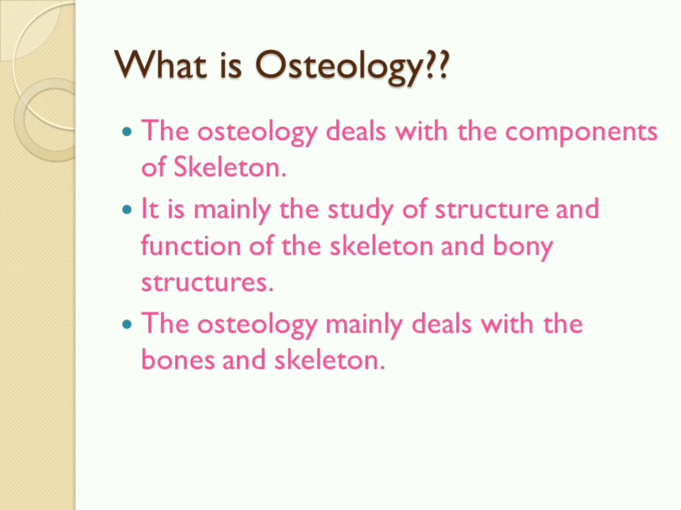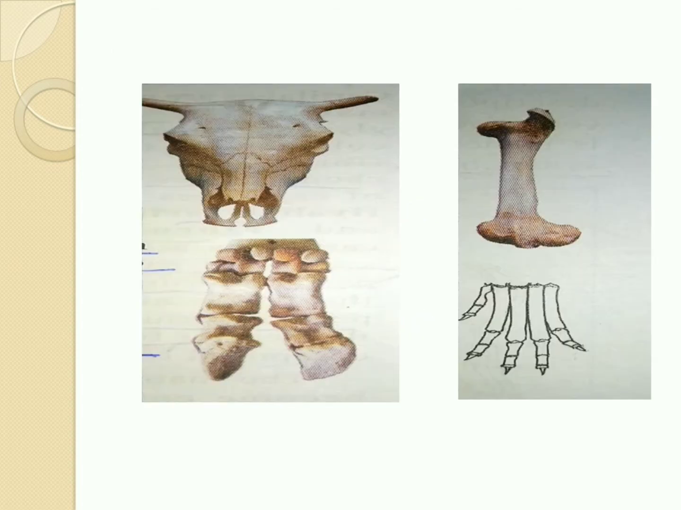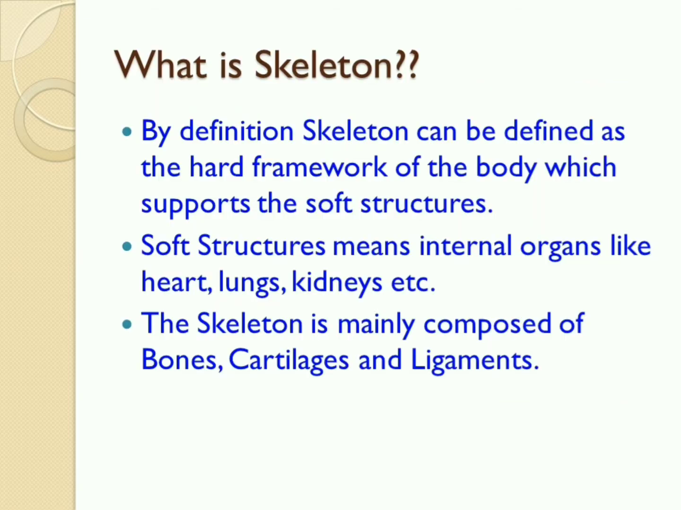As you can see here, there are some pictures of bones like skull, humerus, etc. So, osteology mainly deals with these bony components of the body. After that, we have to see what is skeleton. By definition, skeleton can be defined as the hard framework of the body which supports the soft structures. Soft structures means internal organs like heart, lungs, kidneys, etc. The skeleton is mainly composed of bones, cartilage, and ligaments.